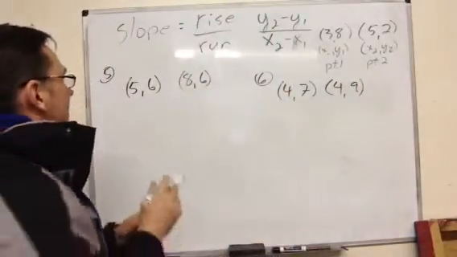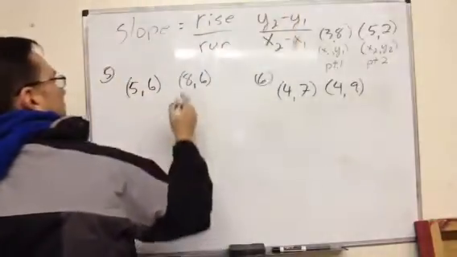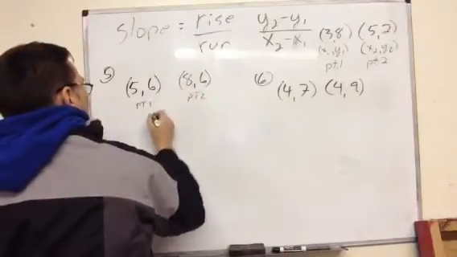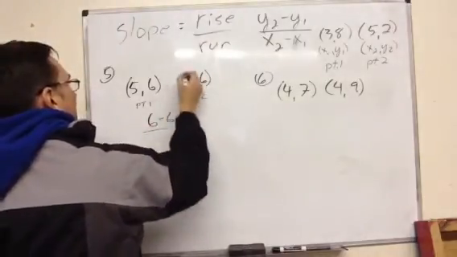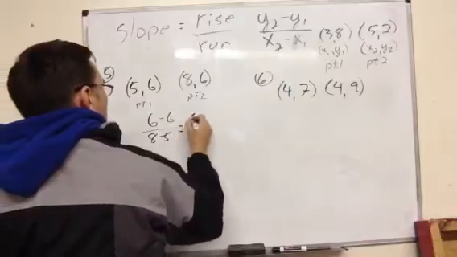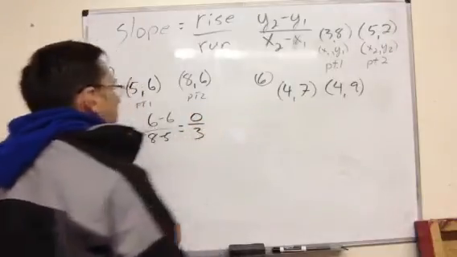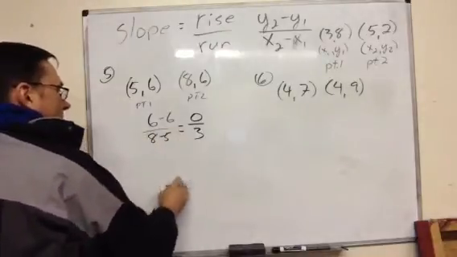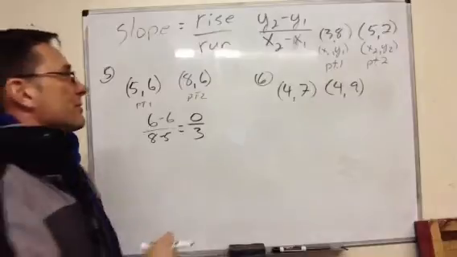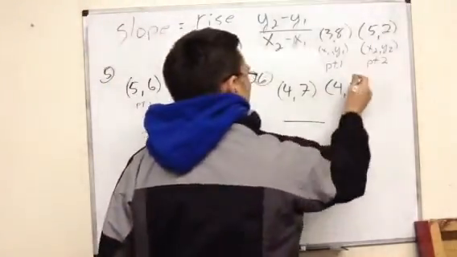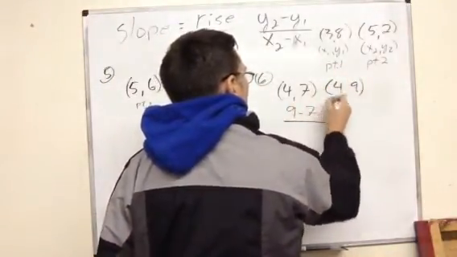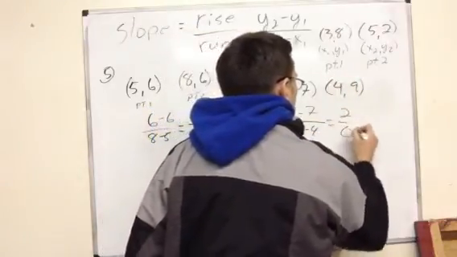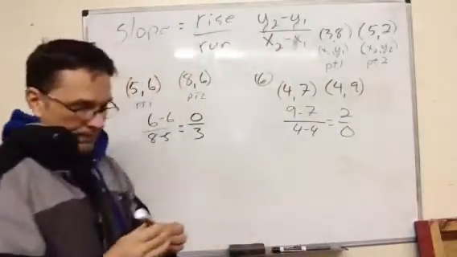Now looking at this, we still solve this the same way. Point 2, point 1. So we have 6 minus 6 on top, 8 minus 5 on the bottom. When we subtract them out, we end up with 0 over 3. Now, before I answer this, I want to compare it to number 6. With this, we go 9 minus 7, and then the x's are 4 minus 4. We end up with 2 over 0.